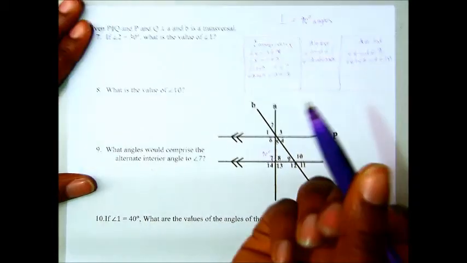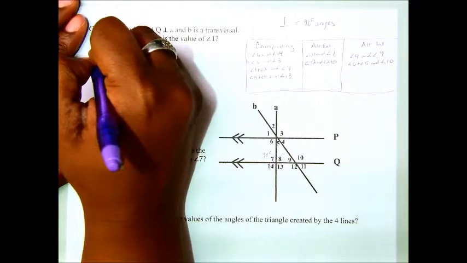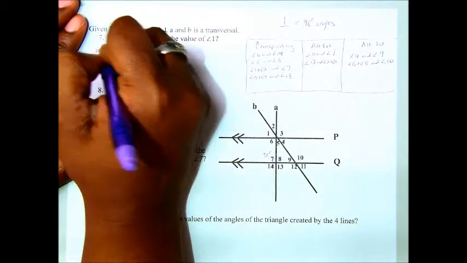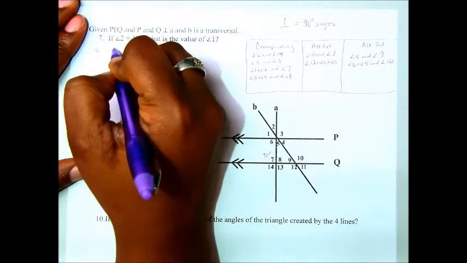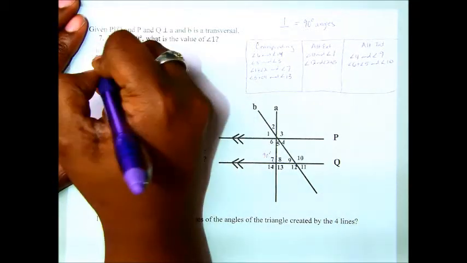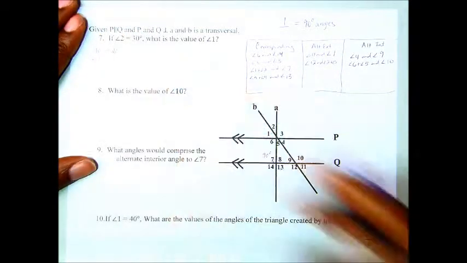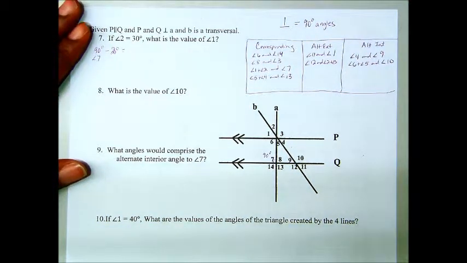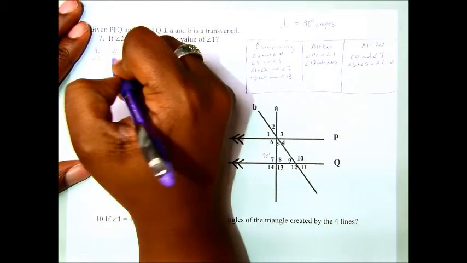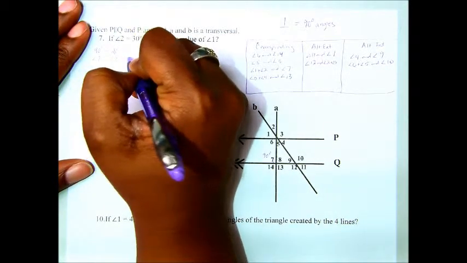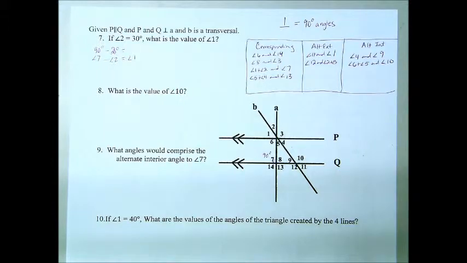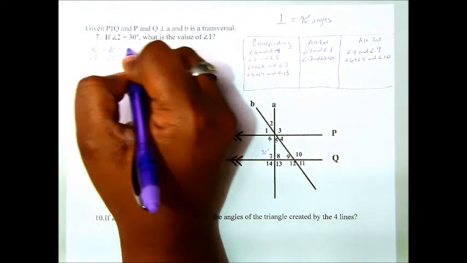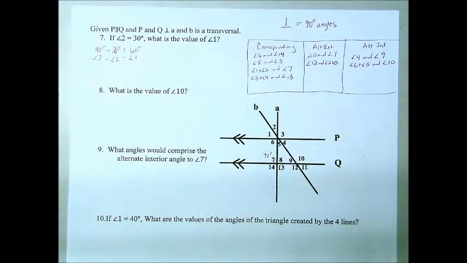So if I did 90 minus 30, which, this is angle 7, minus angle 2, I should get angle 1. Okay? So 90 minus 30 is 60. So angle 1 should be equal to 60 degrees. Bam. Done with that.